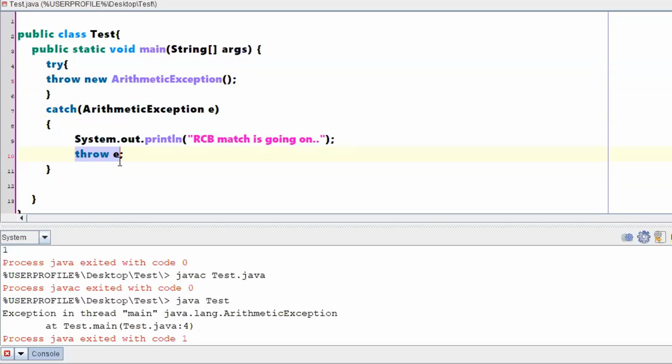So in this case, what will be the output? Will it go to the catch block again? Throw is nothing but throwing an exception. When an exception has been thrown, there should be a catch block to handle it. Now my question: when you say throw E, will it go back to the catch block and print this particular statement once again?